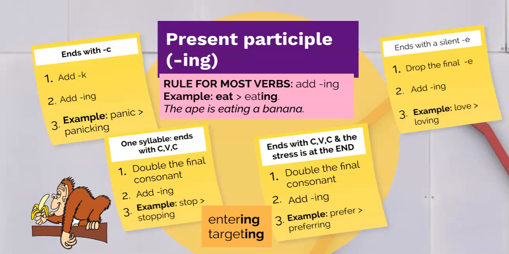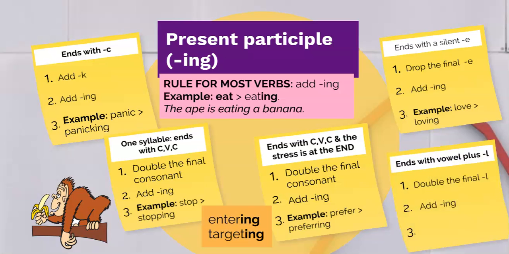Next, if a word ends with a silent E, you just drop that E and add ing, for example, love and loving. And then finally, if a word ends with a vowel plus an L, you double that final L, for example, travel and travelling.